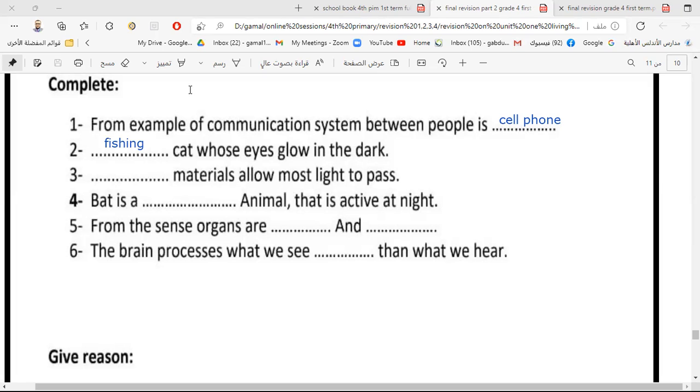Muhammad Samir, lower your hand, please. The turn now is for Ahmed Atiyah. Are you ready, Ahmed Atiyah? I'm ready. Yeah, let's go to number three.